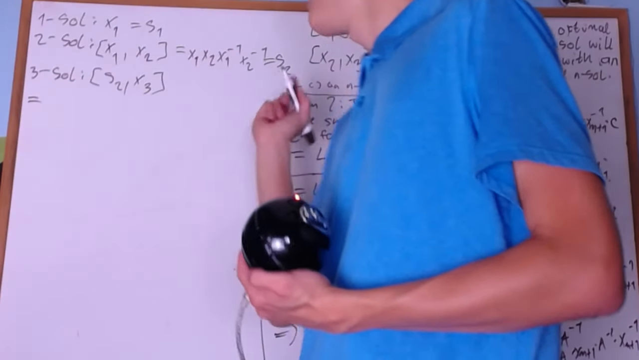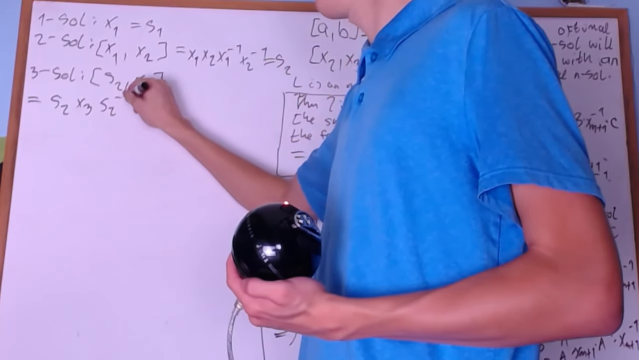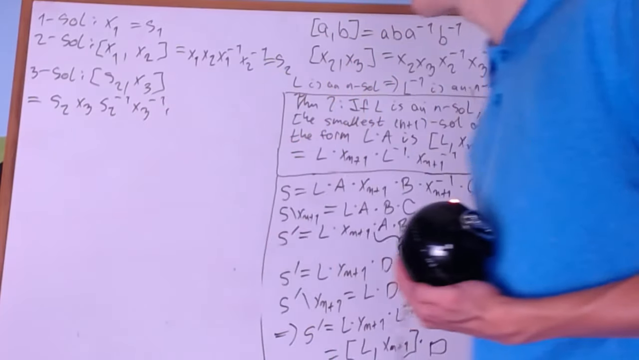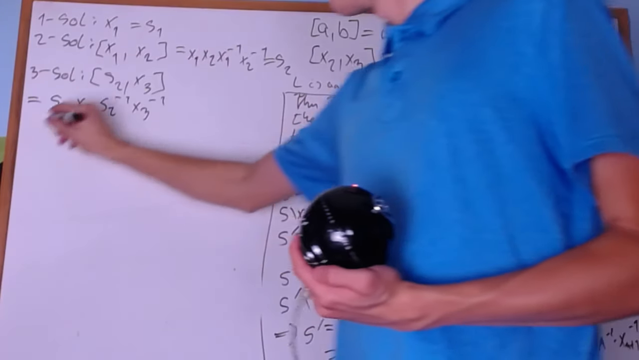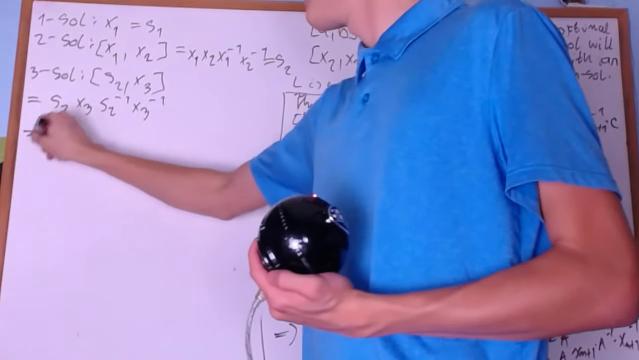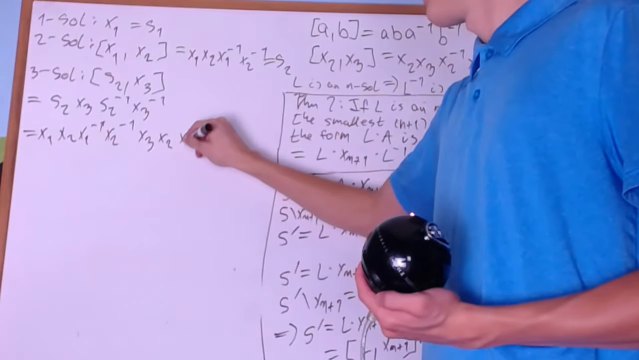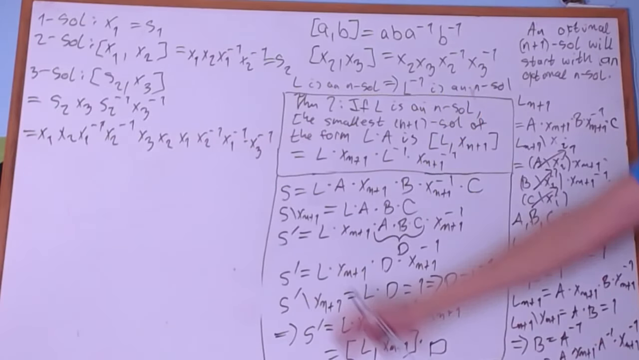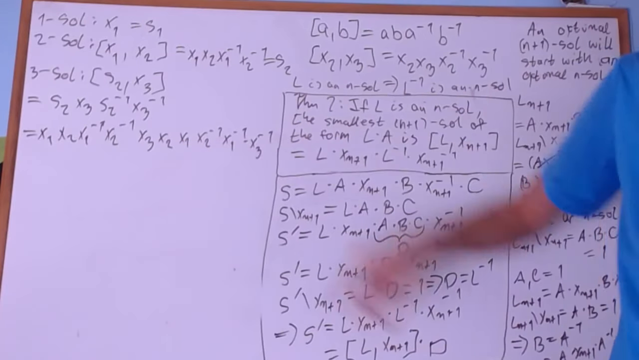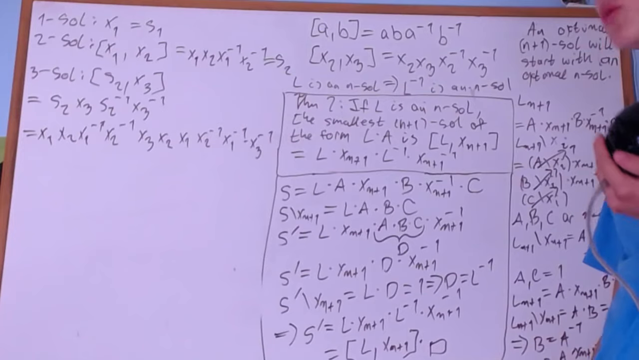Which is then going to be equal to S2, x3, S2 inverse, x3 inverse. You get the idea. So what this would actually end up being is x1, x2, x1 inverse, x2 inverse, x3. Then we flip it and do the inverse of everything. And we multiply by x3 inverse. And so that's the optimal 3 solution, which is actually Matt Parker's solution and Steve Mould's solution. It's equivalent to both of them.